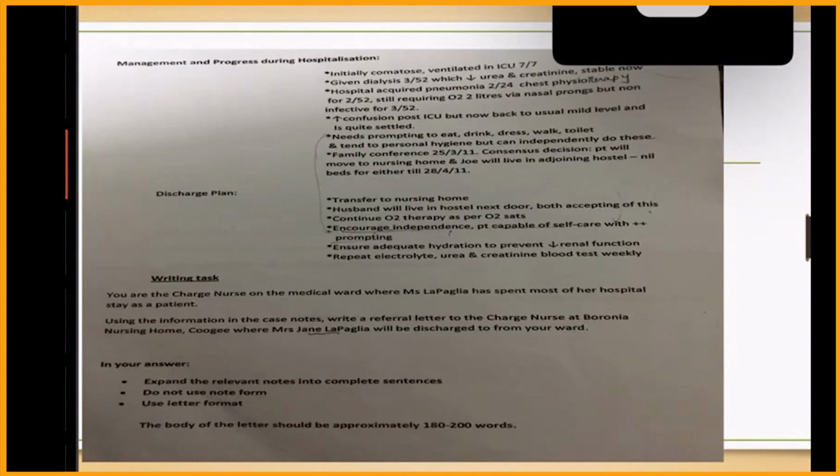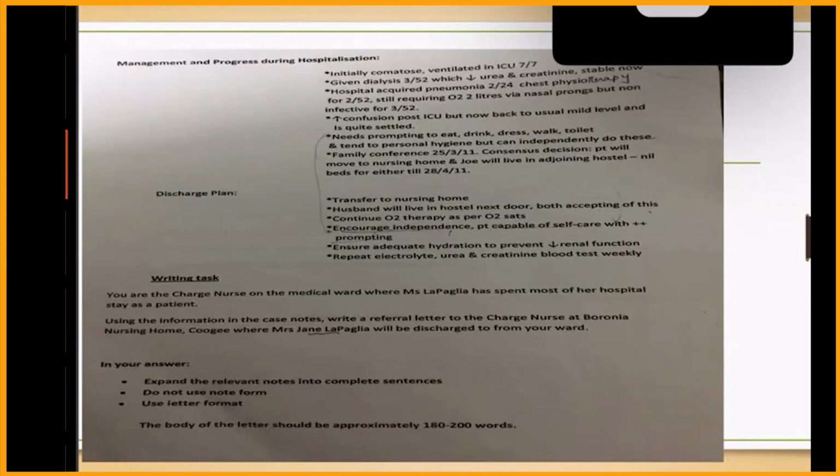Because it's relating to her husband, right? So should we say those things? No, no, need beds for either, both of them. So we have to say that. Okay. Then the husband will live in the hostel next door, that we are already mentioning, both of this. Then continue oxygen therapy also we'll be mentioning.